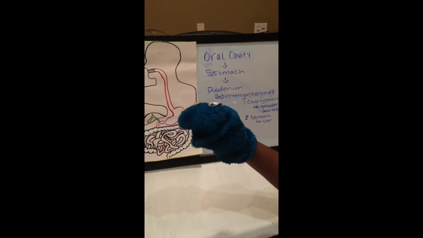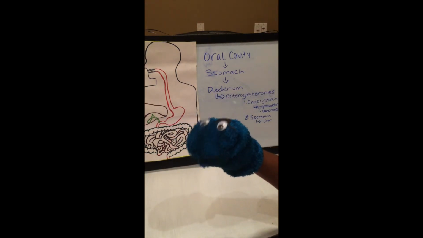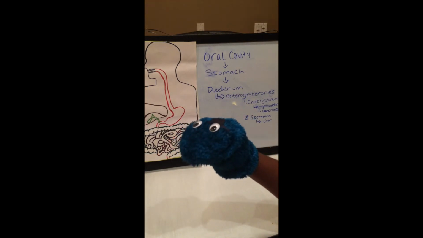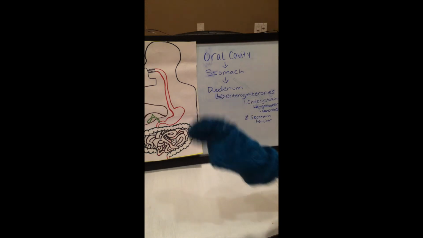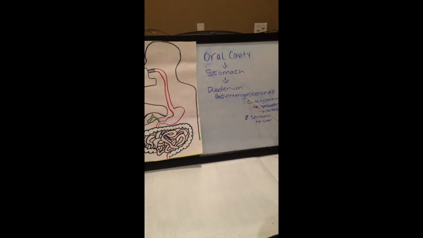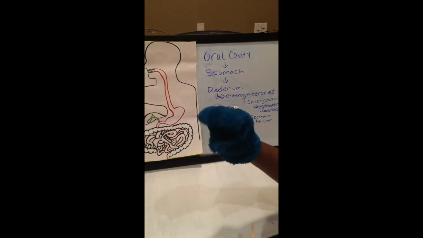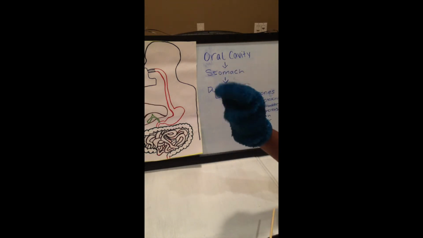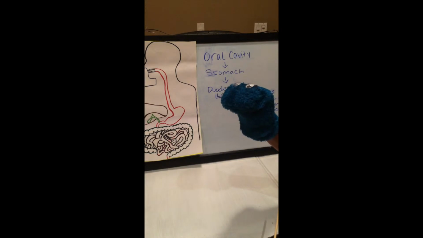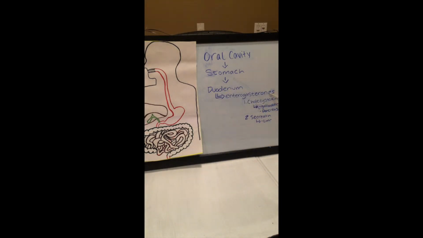Once lipids enter the small intestines, or duodenum, they signal a chemical reaction. Chemicals in the duodenum, called enterogastrones, are affected. The first enterogastrone is cholecystokinin, as seen right here. They affect the gallbladder and pancreas.